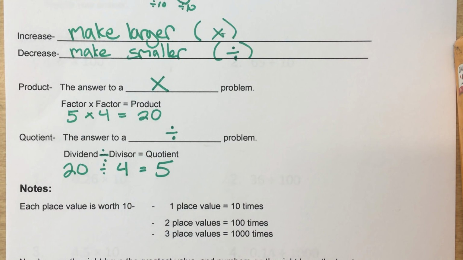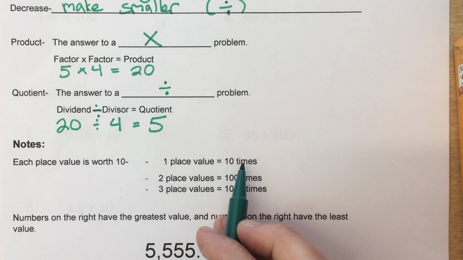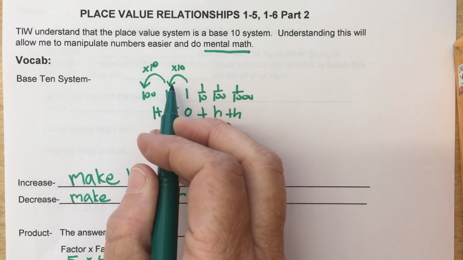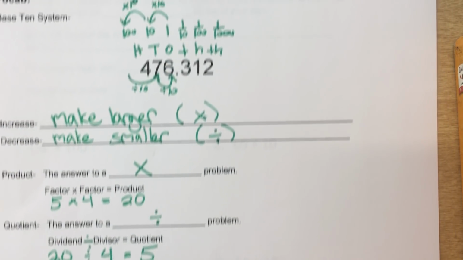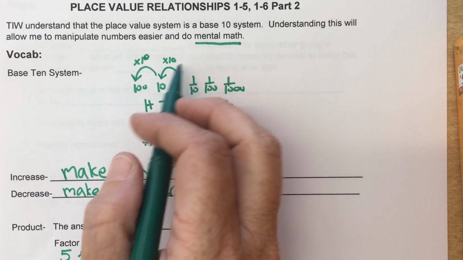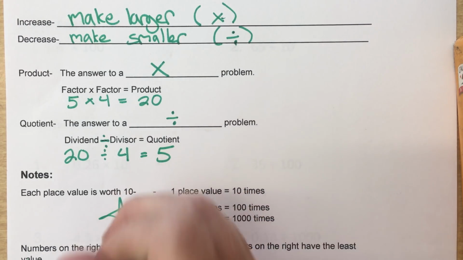Okay, next we have each place value is worth 10. So it's important to know that 1 place value is 10 times. Right up here, when I jumped 1 place value, it was 10 times. If I jump 2 place values, it's worth 100 times because times 10 would be 100 times. And if I jumped 3 place values, it's 1,000 times. Okay, remember that's going to help us here.